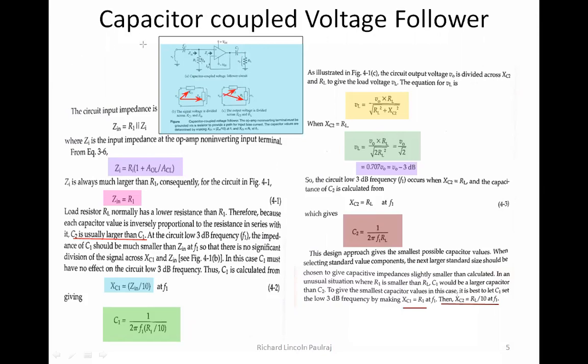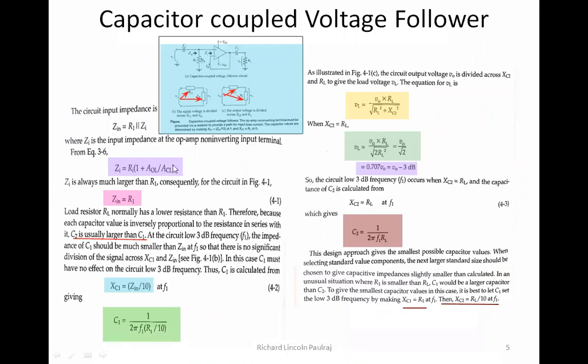Now C1 is associated with R1, C2 is associated with RL. So if C1 is too small, I'm going to divide R1 by 10. And if C2 is very small, I'm going to divide RL by 10. Is that clear, students? Any doubts here? Can I proceed?